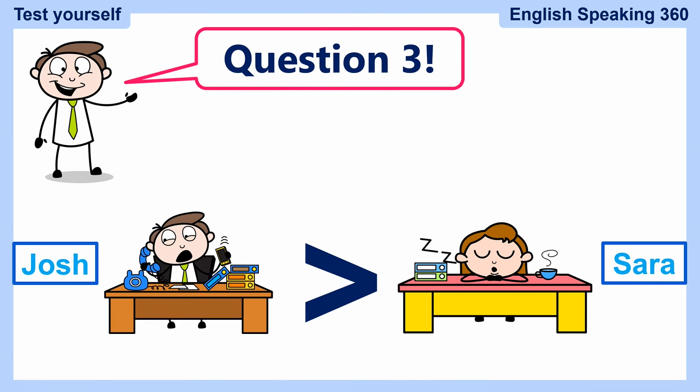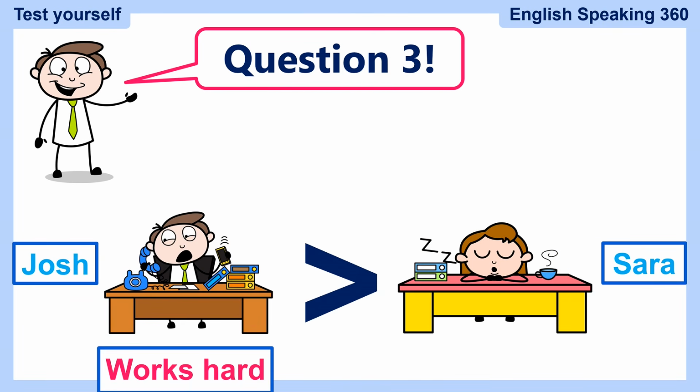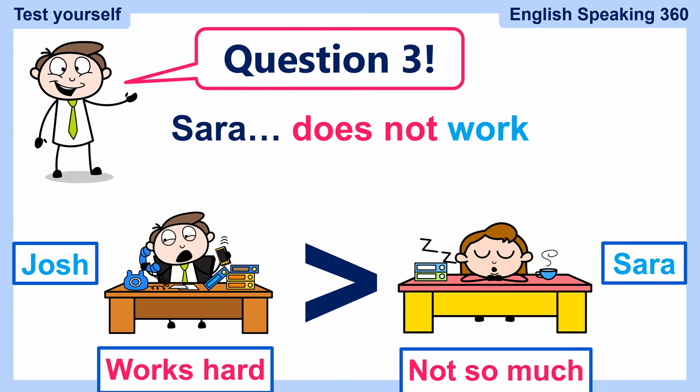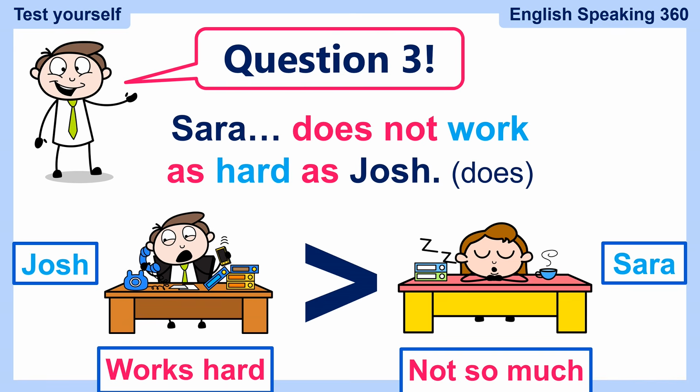Question 3. Josh works hard. Sarah, not so much. So start with the person who works less. In this case, it is Sarah. Can you make the sentence? Sarah does not work as hard as Josh. Or Sarah does not work as hard as Josh does. Both options are equally fine.